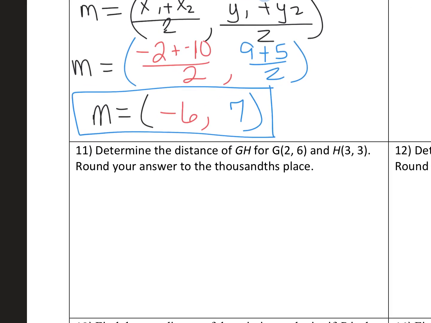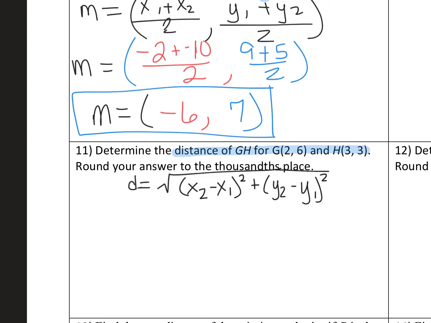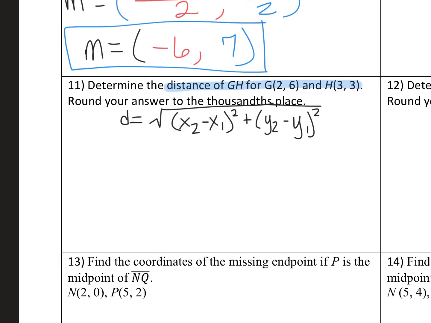What about distance? So this wants the distance between G and H. First thing we're going to do is write down the distance formula. Okay, now I wrote down that distance formula. Now guys, we're going to plug all this in by hand, but because we're taking the square root, we do need to rely on a calculator for this, okay? So let's plug in what we know.